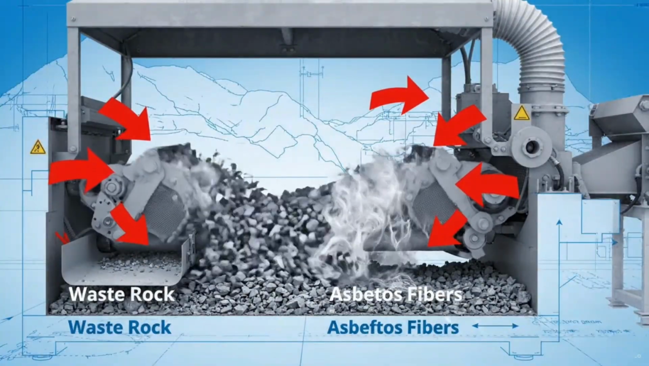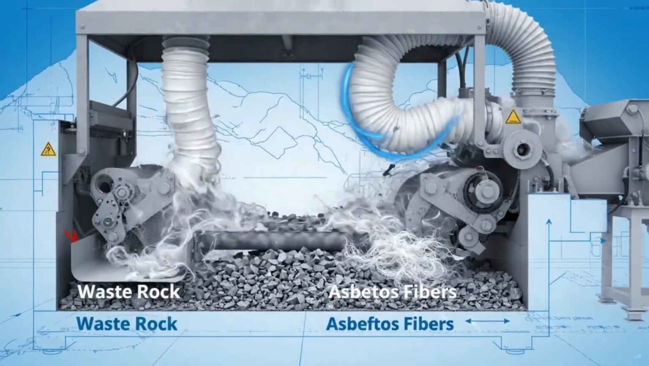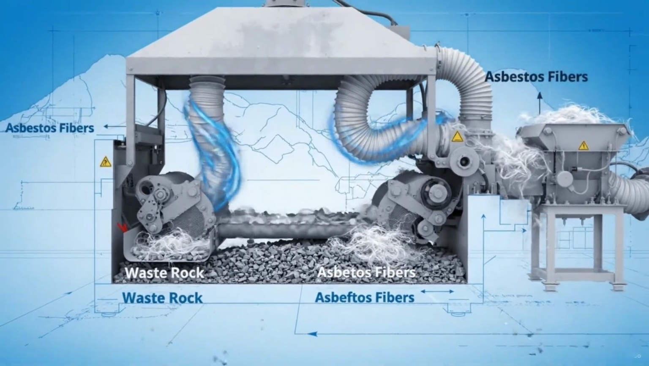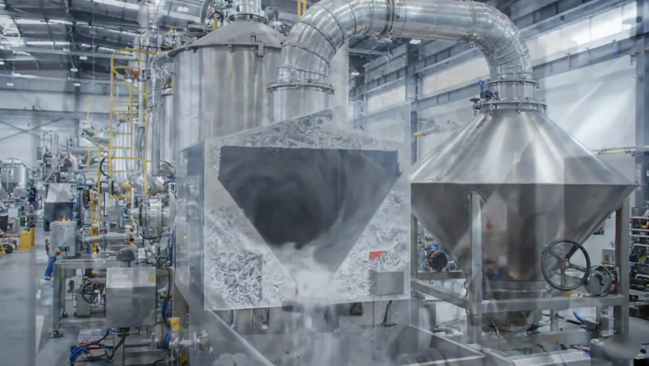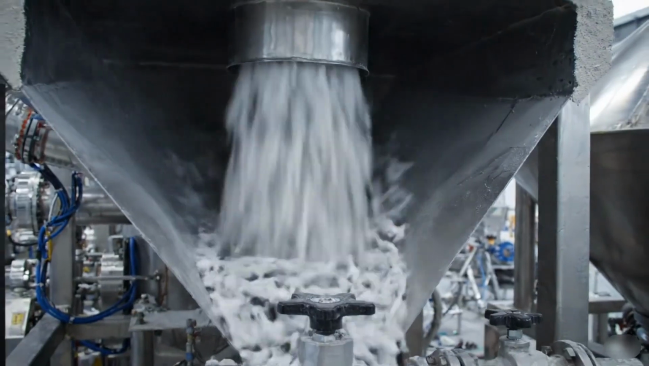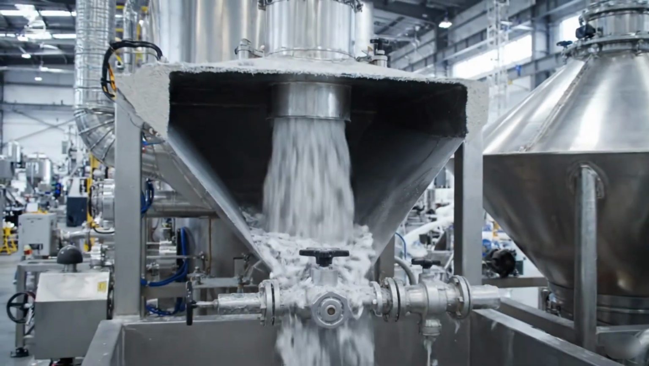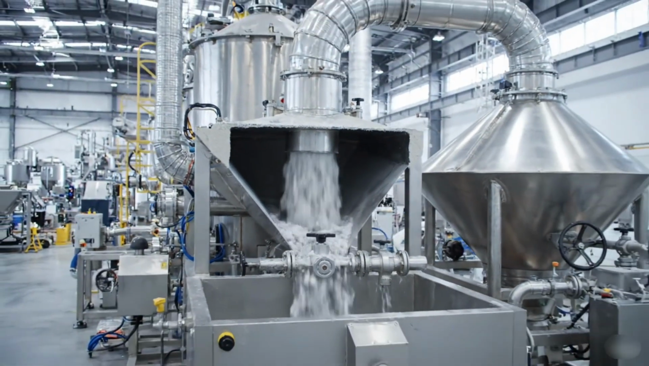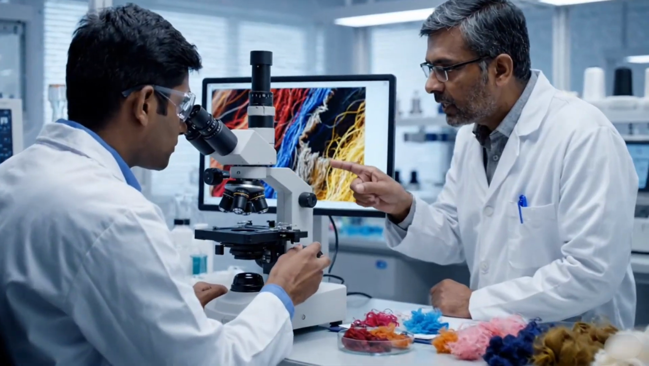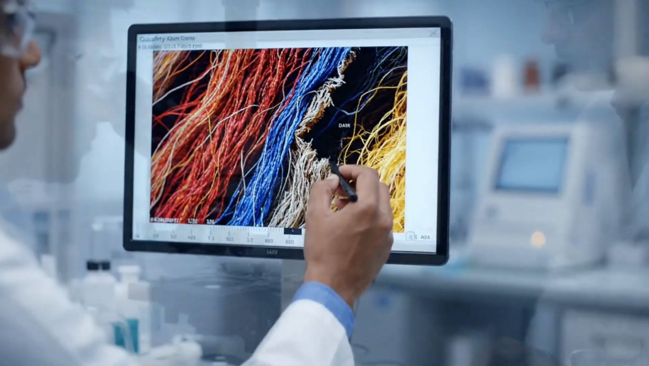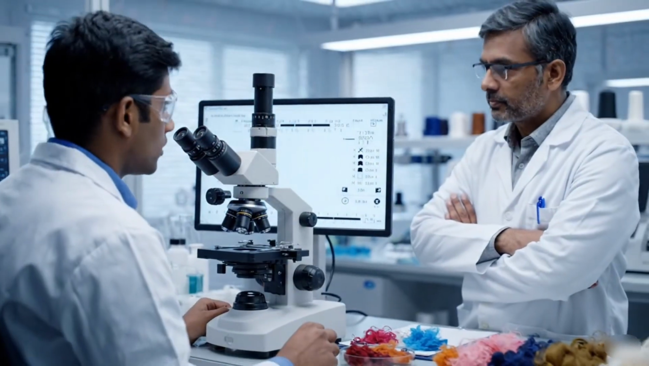Mechanical agitation begins separating lightweight asbestos fibers from heavier waste rock particles. Airflow and cyclone collectors efficiently lift and recover fine asbestos fibers from processed material. Recovered fibers are then inspected and classified according to their length and quality characteristics.